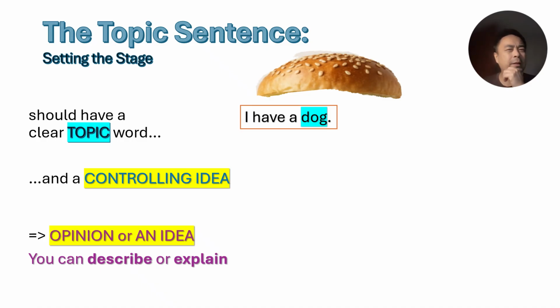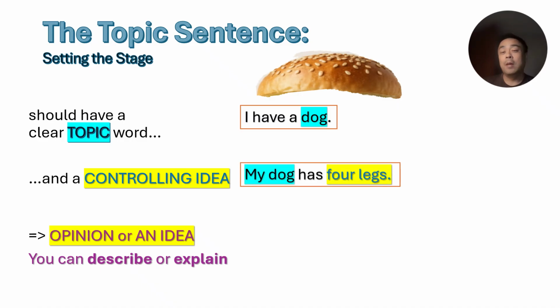I don't think that's really a great topic sentence. We also need a controlling idea that tells the reader what the rest of the paragraph will say about a dog. Just saying I have a dog is not enough. So, my dog has four legs. Okay. So we want to focus on how many legs the dog has. Okay. Is this a good topic sentence?